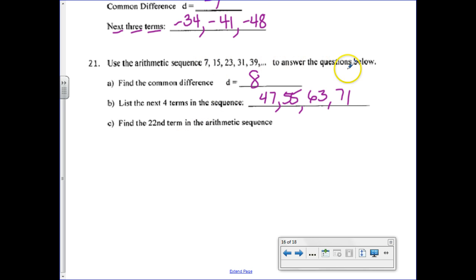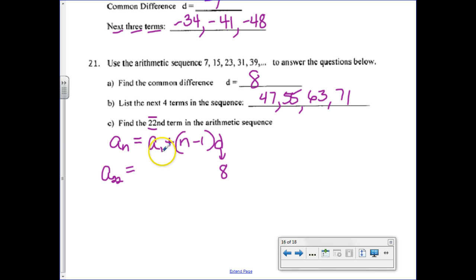If you want, knock yourself out and generate until you get to the 22nd term. But on your worksheet, I put in this generic formula for calculating terms of an arithmetic sequence. I'll get it jotted down here for you. In this case, my common difference is 8. I am asking you to find the 22nd term, so I am looking for a sub 22, that term. A sub 1 is the first term in the sequence. That is 7.